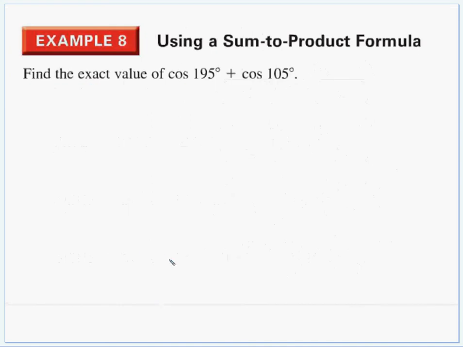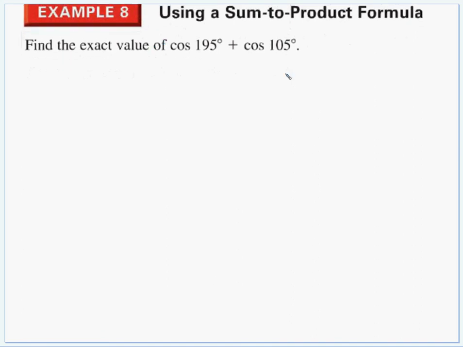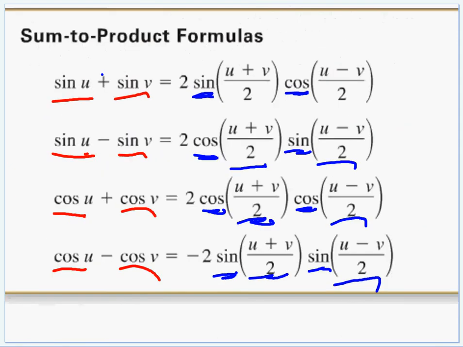And here's where we're going to start this out. Find the exact value: cos 195 plus cos 105. Neither of those angles is a friendly angle on the unit circle, but as we apply the formula, it might become possible. So first, let's analyze what we've got. Cos plus cos. So cos plus cos, back up here.